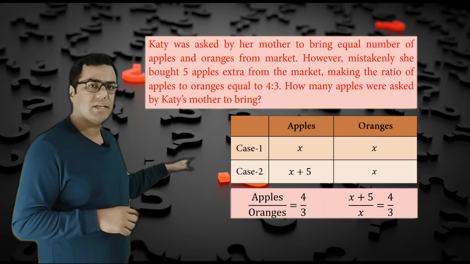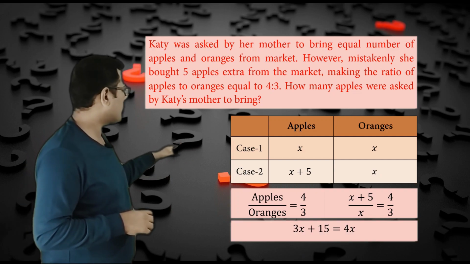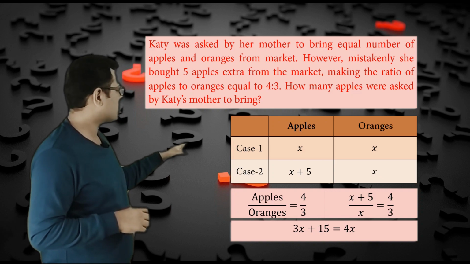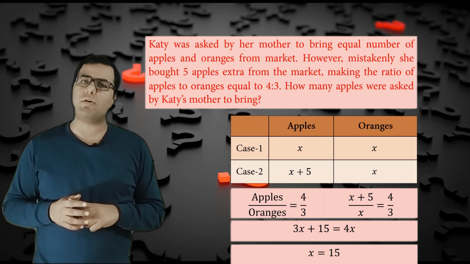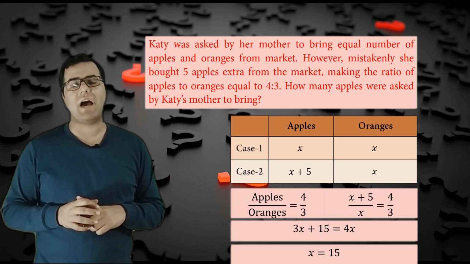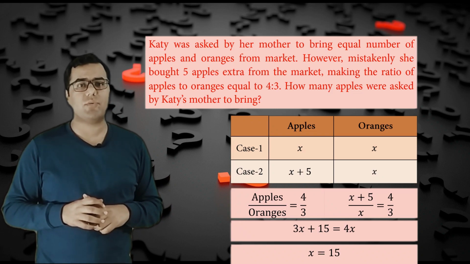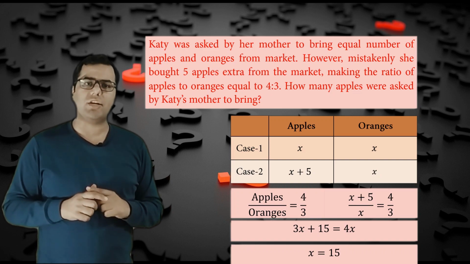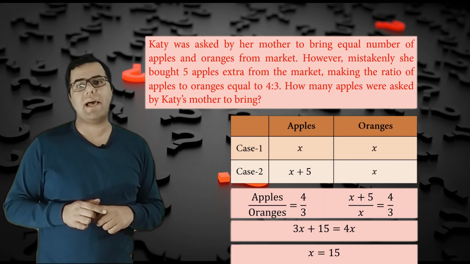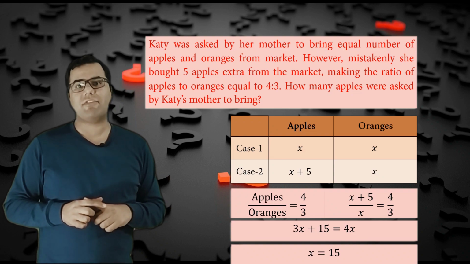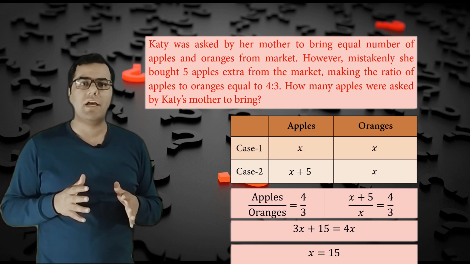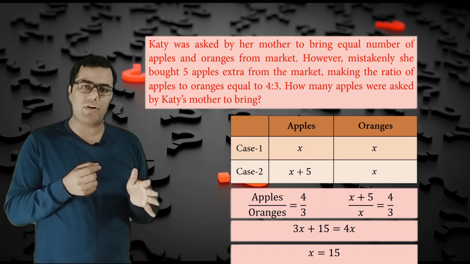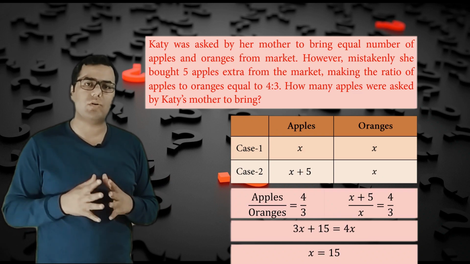You cross multiply this equation, and what you get is 3x plus 15 equals 4x, or X equals 15. So she was supposed to bring 15 apples and 15 oranges. However, mistakenly she brought 20 apples. Now the ratio of apples and oranges has become 20/15, that is 4/3. So you see how we solved this problem. We brought out the equation of the ratio and then went on to solve the problem.